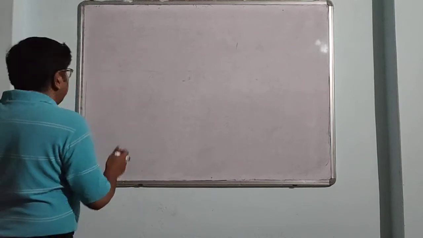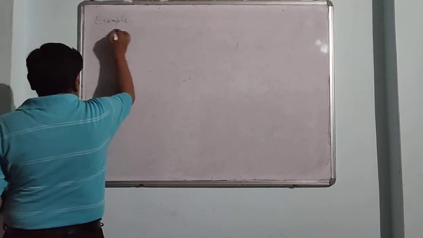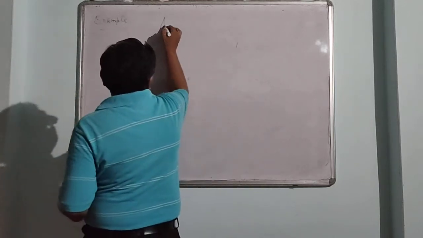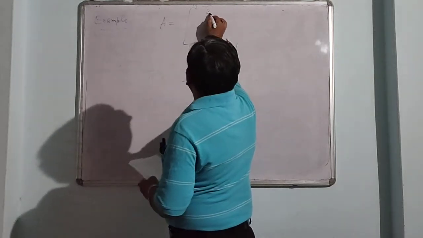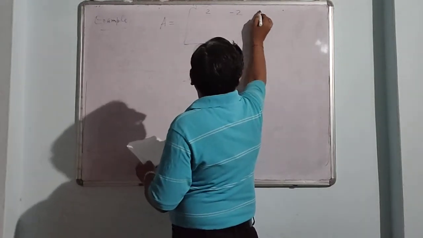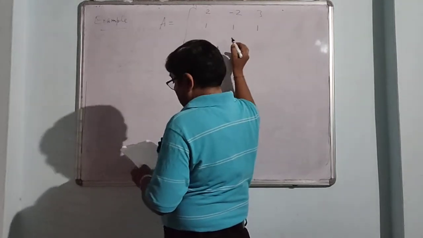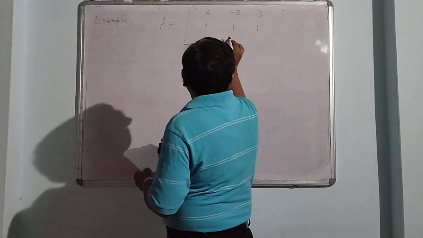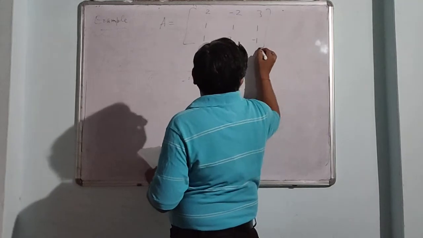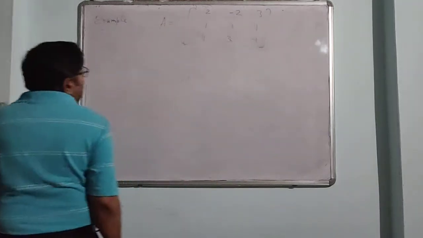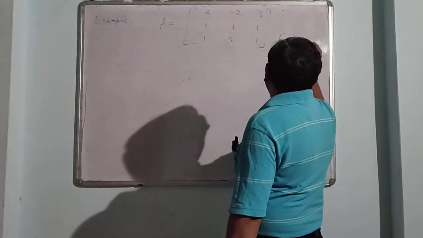Now we are taking another example. This is a 3 cross 3 matrix. 2 minus 2 3, 1 1 1, 1 3 minus 1. Find S.T.M.